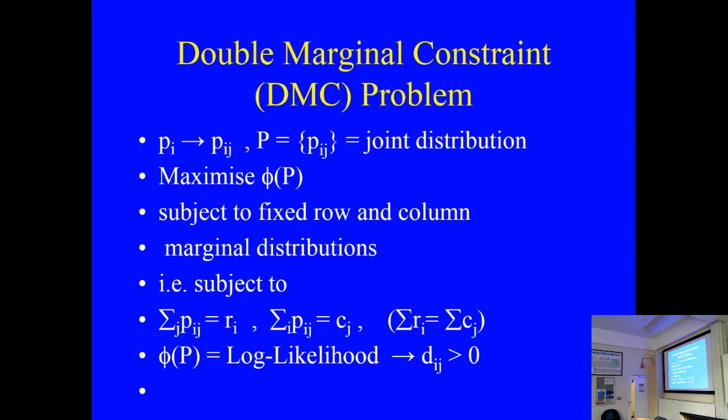And this problem is that you want to maximize phi of the matrix P, but subject to fixed row and column marginal distributions. So row sums equal to Ri, and column sums equal to Cj, and the sum of the R's and the C's should be equal. And normally, when we're thinking about data, the log likelihood would be the appropriate criterion, and would have positive derivatives in this case.